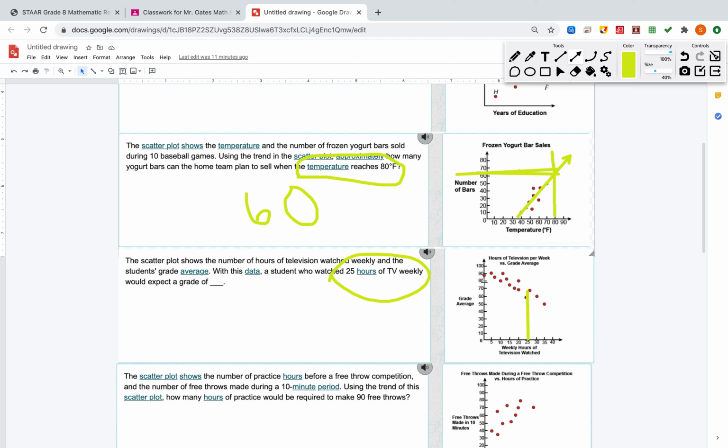All right. I'm going to draw a line through my scatter plot. It's generally going to follow this line. But I didn't really need to do that on this one because my 25 is already right here within it. So now I'm going to draw another line and see what their grade average should be when they watch 25 hours of television. So it should be somewhere around 60, somewhere around 70. So that's what we'd be looking for.